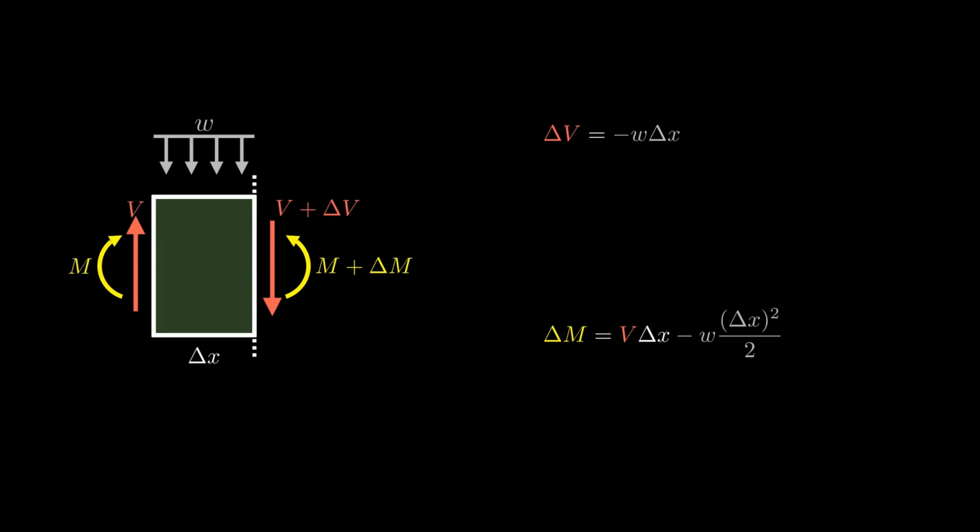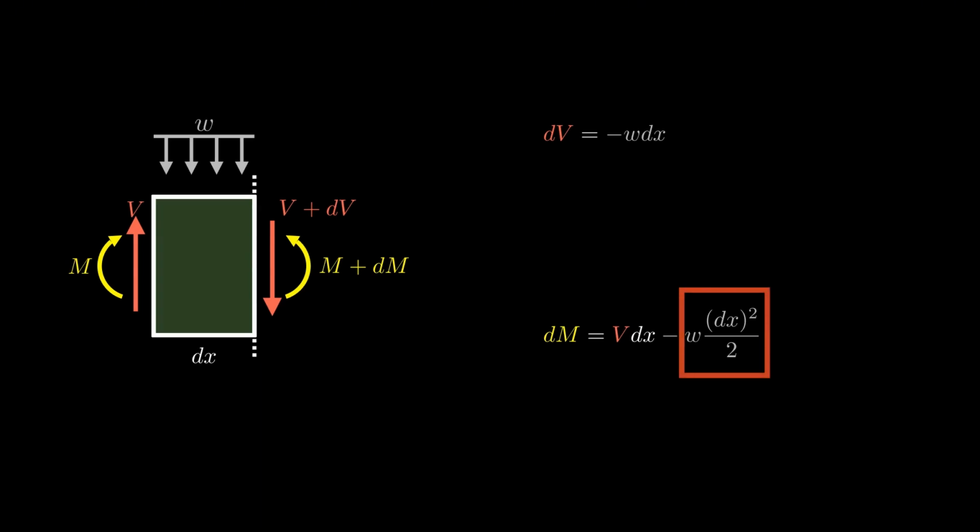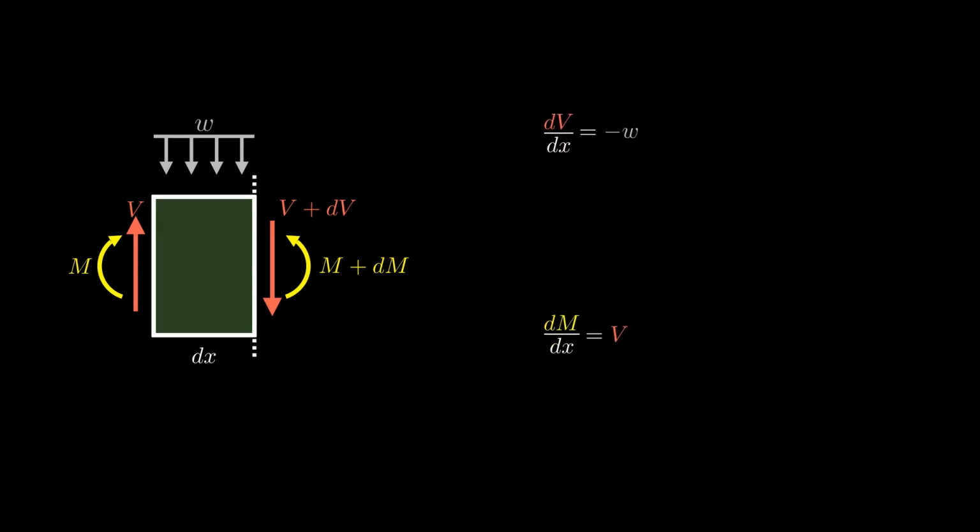If we take the element to be very small, then the delta x squared term becomes small enough to ignore. And the relationship becomes even simpler. Sometimes this is written in differential form. Sometimes it is written in integral form. The meaning is the same. But to keep the intuition clear, I'm going to stick with the original form.